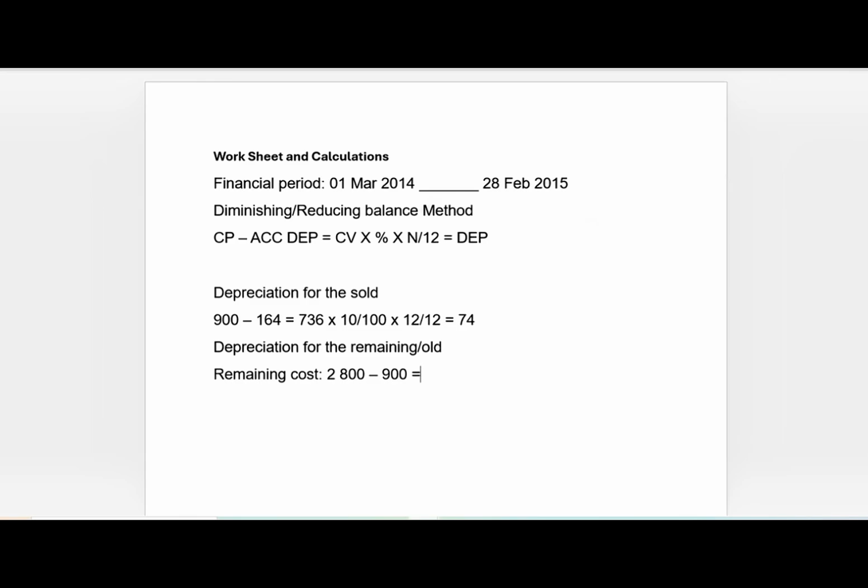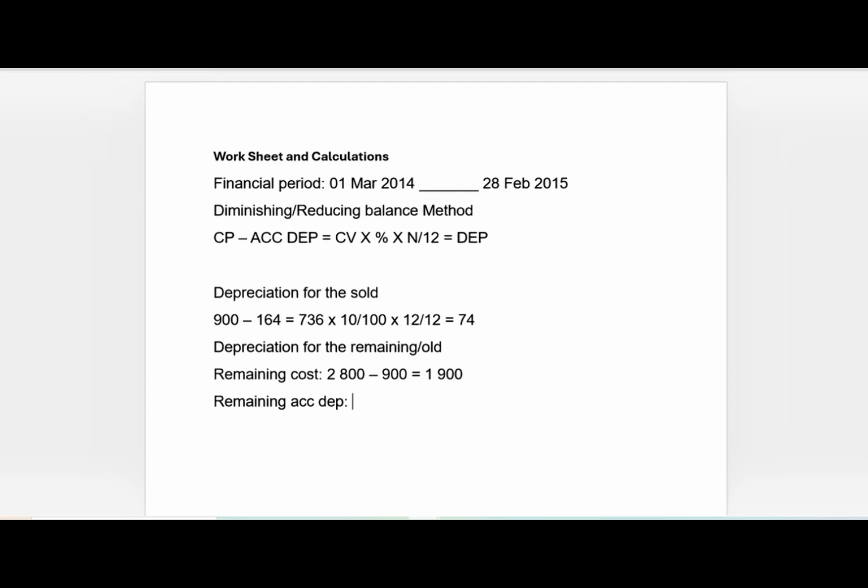Right? So how much are you getting there? Let's do that on the calculator. I think it's going to be 1,900, right? So that is the remaining cost. And after calculating the remaining cost, we also have to calculate the remaining accumulated depreciation.